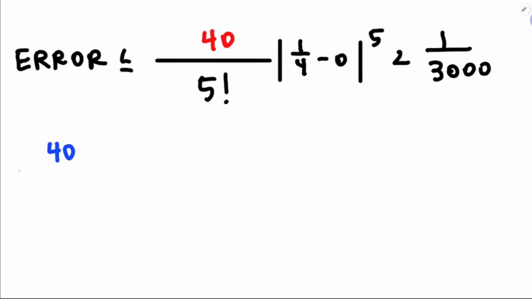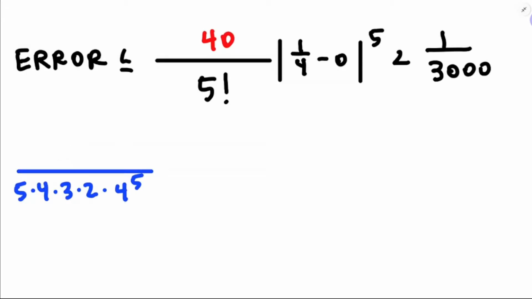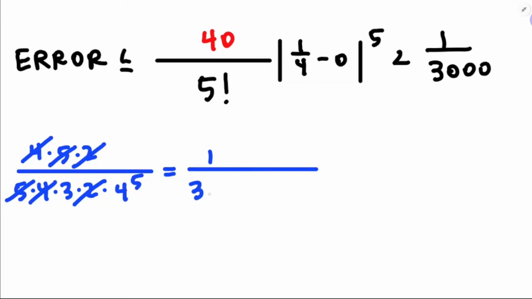So 40 over 5 factorial, 5 times 4 times 3 times 2, and then 1/4 to the 5th power. So that's going to be 4 to the 5th, and I might just leave it at that. Instead of 40, I might write 4 times 10, and call 10 5 and 2 so I can start to cancel stuff off. First get rid of the 4s, then maybe the 5s, then 2s. That's equal to 1/3 times 4 to the 5th. Well, what do you want to bet? 4 to the 5th is clearly bigger than 1,000.